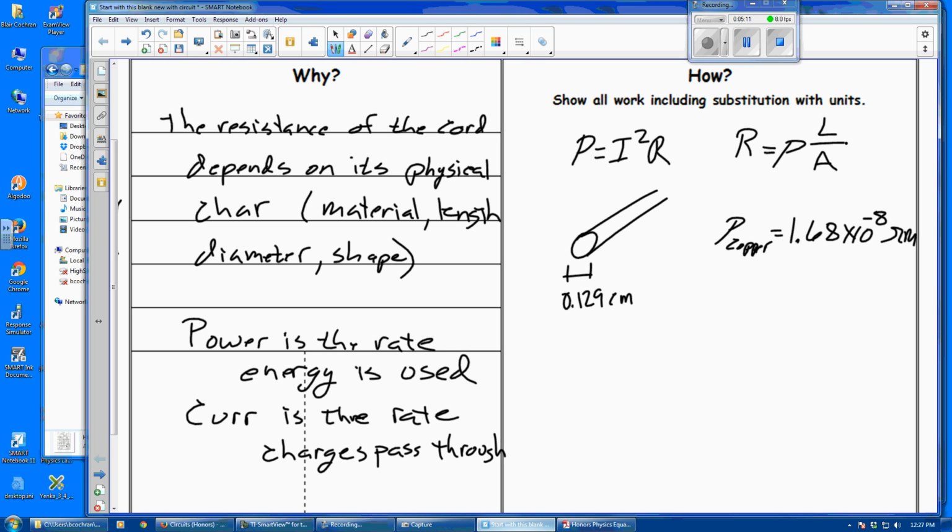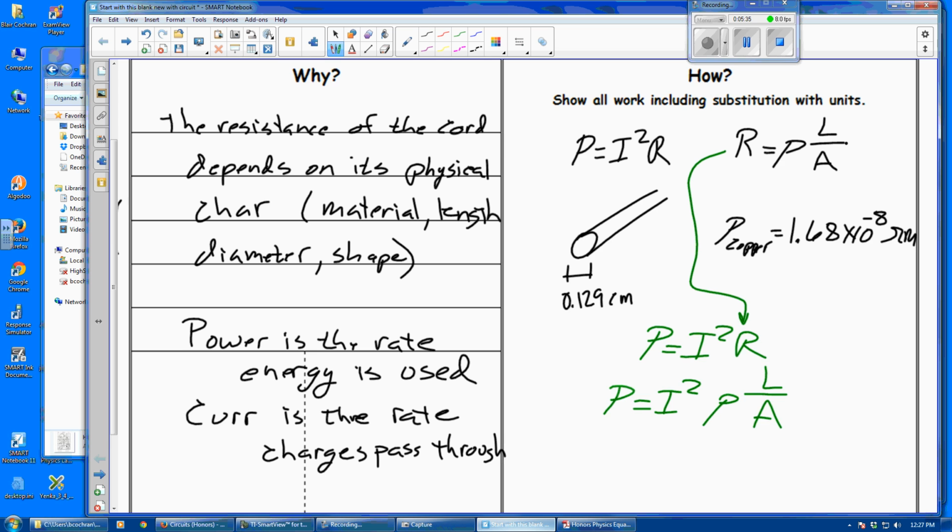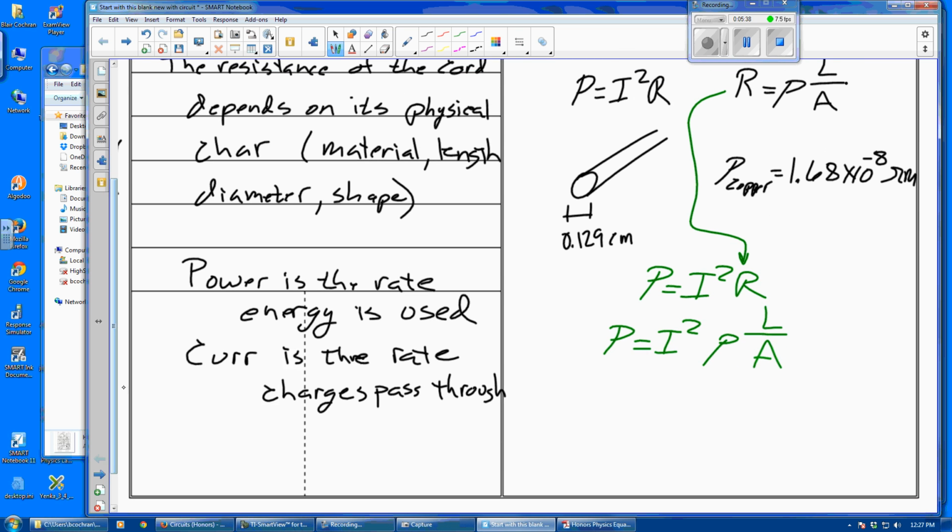All right, so I'm going to figure out the well, combining these two equations. Power is I squared R, and for the R, I'm going to put in this. So I'm left with power is I squared times the resistivity, length over cross-sectional area. The one assumption I have to make about this wire is that the cross-sectional area is a circle, right? So that area is going to be pi r squared, right?